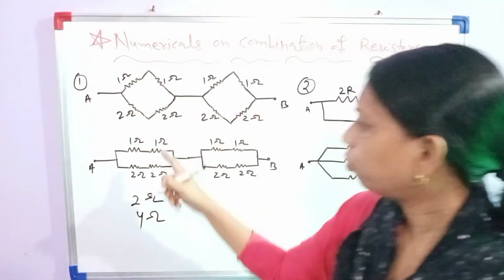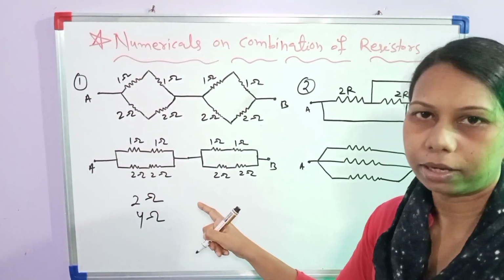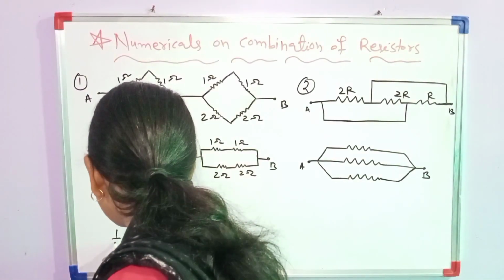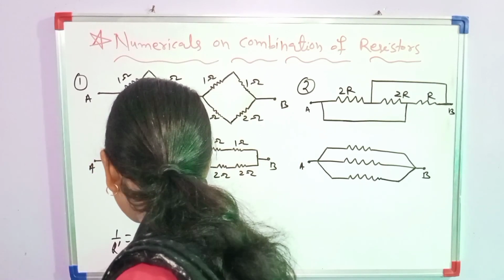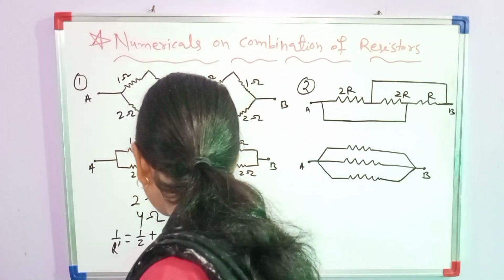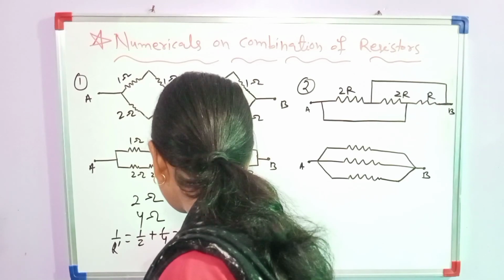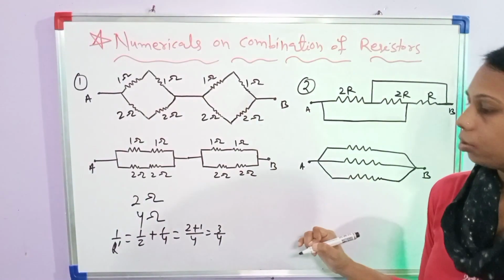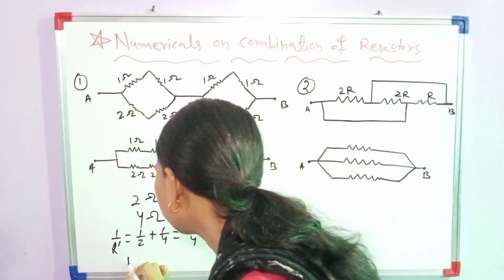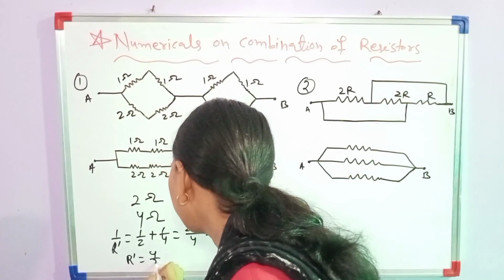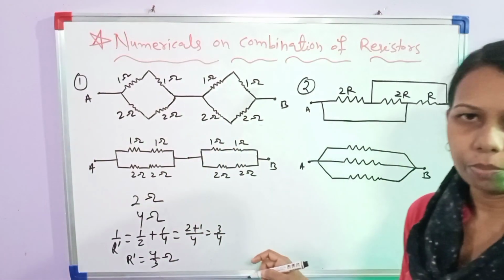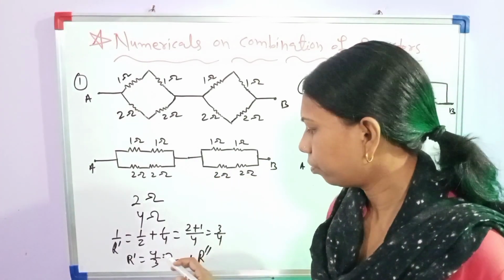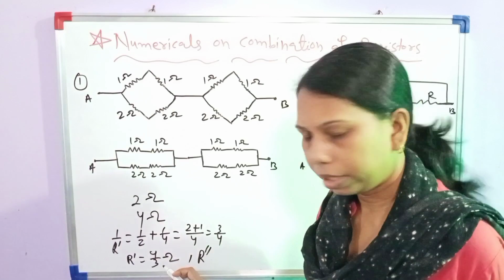So now 2 ohm and 4 ohm are in parallel. Let it be R dash. So 1 upon R dash equals 1 upon 2 plus 1 upon 4, equals 3 upon 4. So R dash equals 4 upon 3 ohm. Again the equivalent of this circuit will come 4 upon 3 ohm.